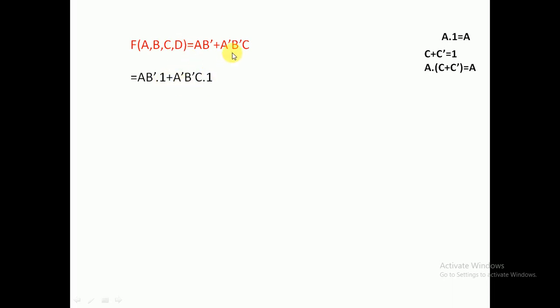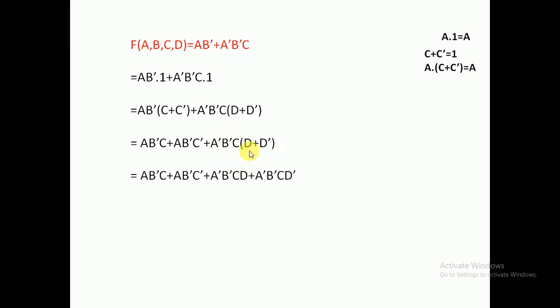Okay, now here it is missing only one variable, so just put the dot one, and the missing variable is D, so you have to write D plus D dash here. And here A B dash, in this there are 2 variables we need to fill. Initially you take the C, after that you fill with the D. Here I have taken the C plus C dash. After that apply the distributive law, so A B dash C, A B dash C dash, and this one also you apply the distributive law for the second one also.